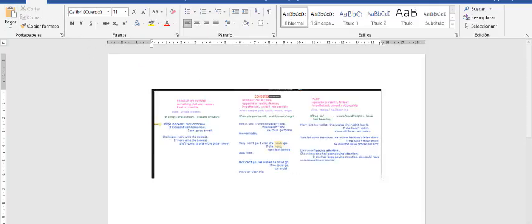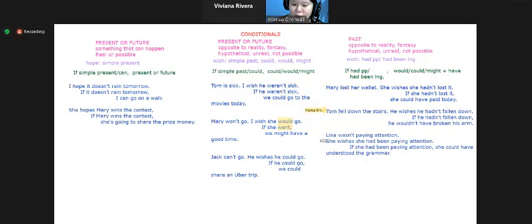Okay, he wouldn't have. Lena wasn't paying attention. She wishes she had been paying attention. If she had been paying attention, she could have understood the grammar. Okay, all is in past. This is all in passive.